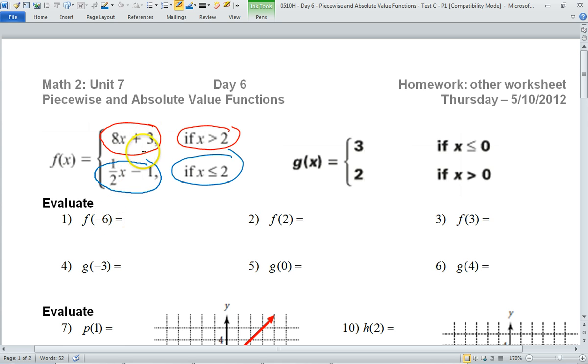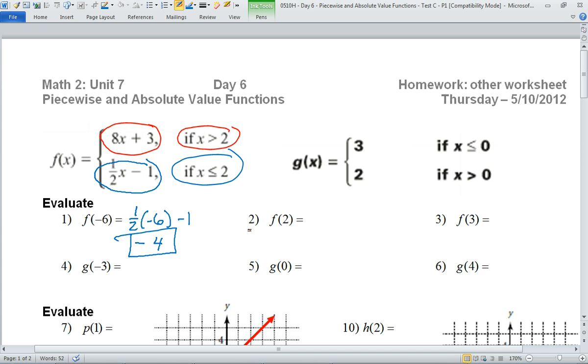Am I going to use the red or the blue? Let's see. Which one? The blue. -6 is less than 2, so I'm definitely going to use the blue. So that's why I'm going to do 1/2 times -6 minus 1. If you're bad at arithmetic, type that in your calculator and get an answer. It should be -4.